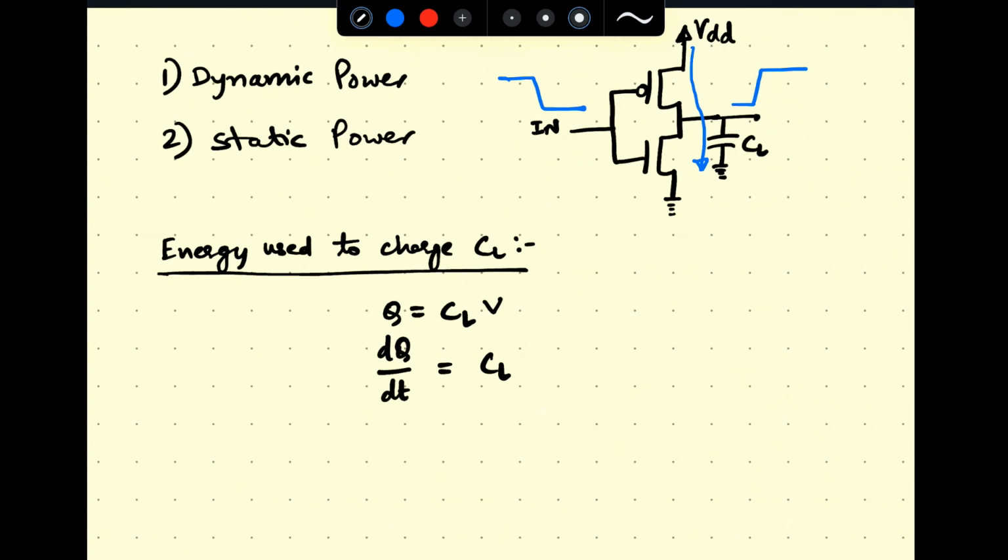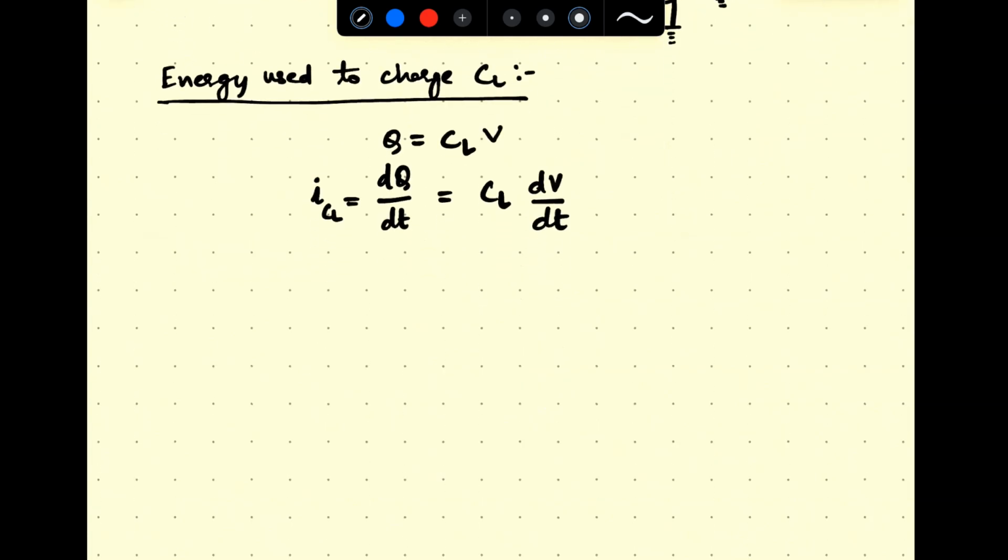we can find the rate of change of the charge with respect to time as the load capacitance CL, which is constant, multiplied by dV by dt, which is the change in voltage with respect to time. The charge with respect to time is nothing but the current across the capacitor. The energy per transition, ET, can be written as the power, which is the current that you are delivering from the power supply, multiplied by the voltage.